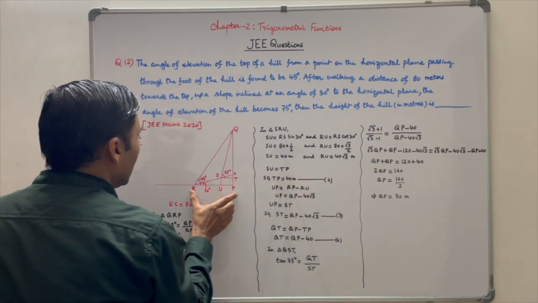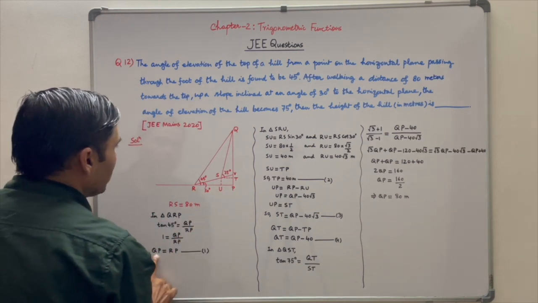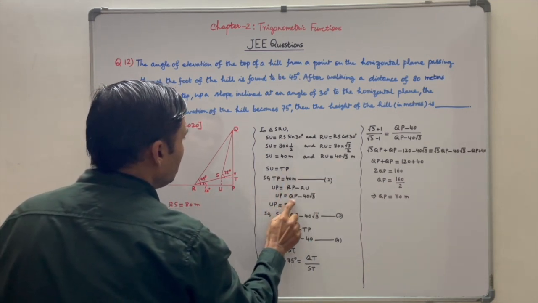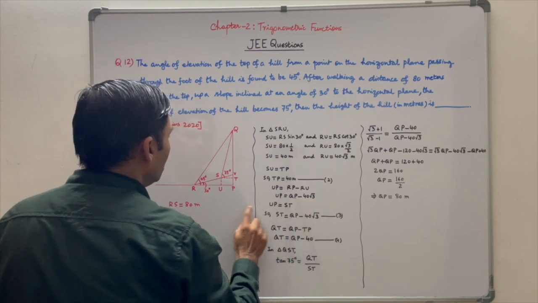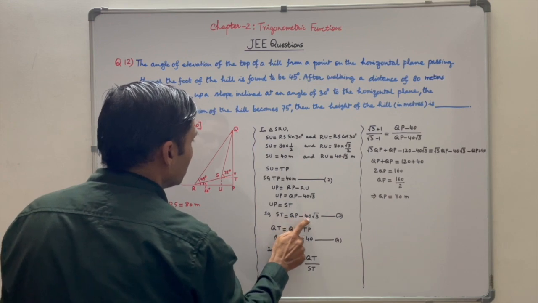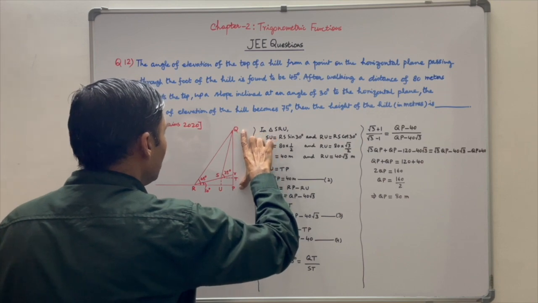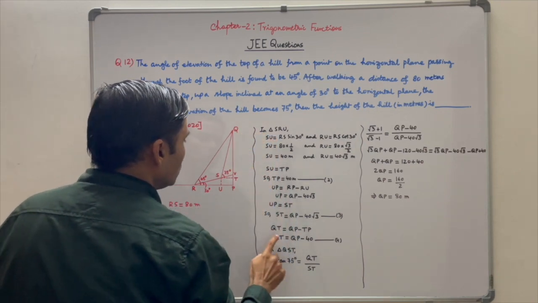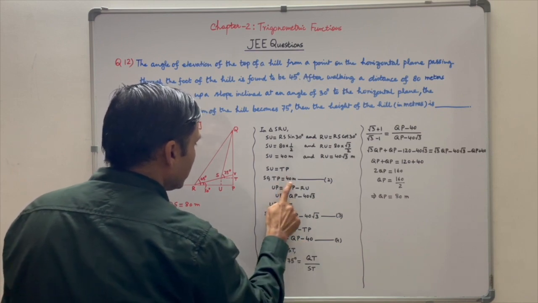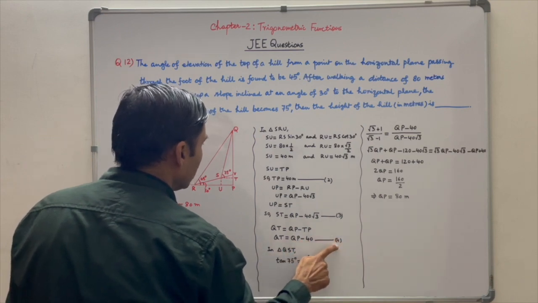UP is equal to RP minus RU and RP is equal to QP and RU is equal to 40 root 3. So UP is equal to QP minus 40 root 3. UP is equal to ST. So ST is equal to QP minus 40 root 3. This is our third equation. QT is equal to QP minus TP. So QT is equal to QP minus 40. This is our fourth equation.